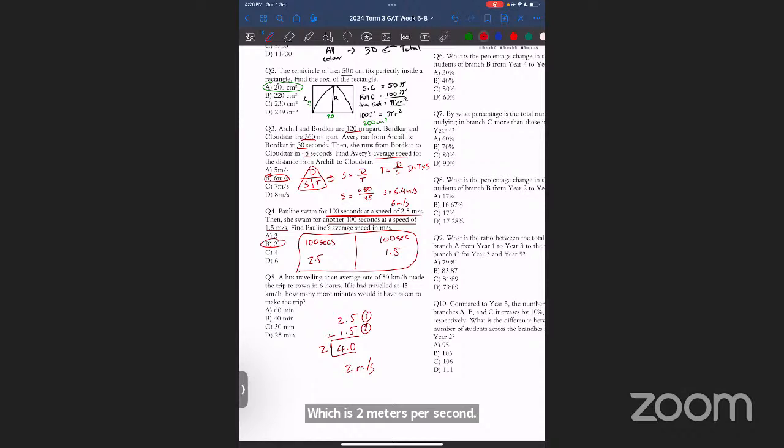So the first duration was 2.5 meters per second, the second one was 1.5, so the average is 2. If you guys have any questions, Nilisha, Rohit, Abhishek, and Dia, send it in the chat. I'll take a look there.